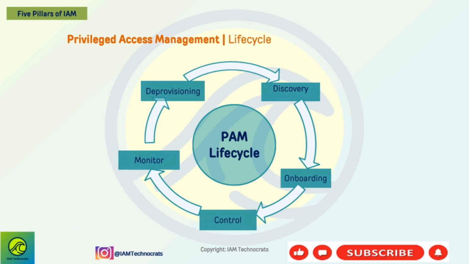The privileged account management lifecycle includes discovery, onboarding, control, monitor, and deprovisioning. Discovery: identify privileged accounts and credentials. Onboarding: centralize and secure accounts in a vault. Control: enforce policies and workflows for access requests. Monitor: log and analyze privileged activities. Deprovisioning: revoke access when accounts are no longer needed.